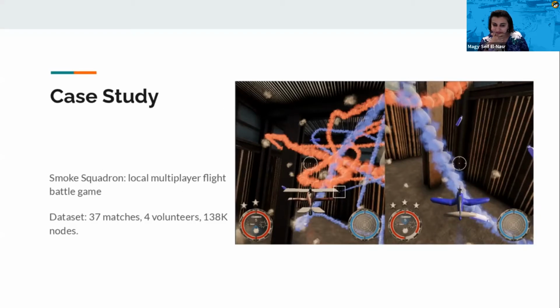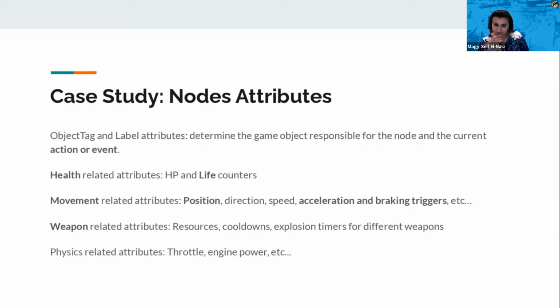We recorded 37 matches between 4 volunteers, totaling 168,000 nodes. The graph generated are anonymous and it contains the following types of attributes, such as identifiers for the game object, which action is being done, health, movement-related attributes such as position, speed, input-related attributes such as the use of an acceleration trigger or a braking trigger, physics, and also weapons-related attributes such as counters, cooldown, and explosion timers.